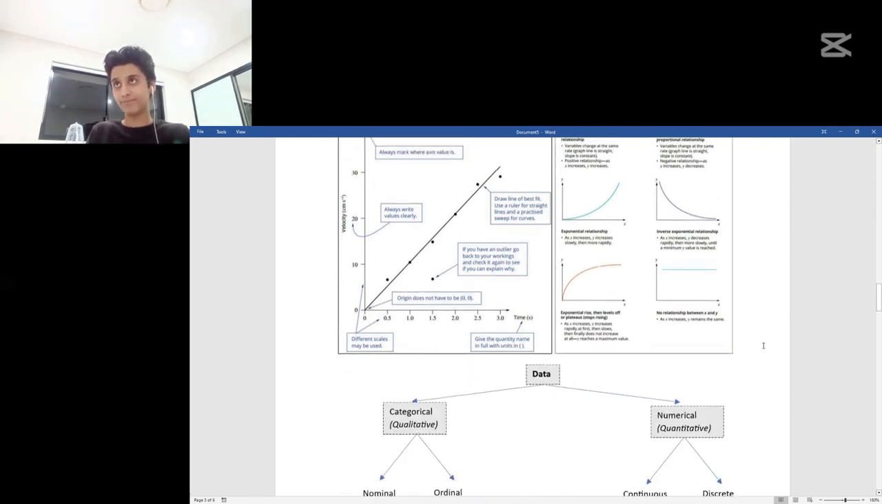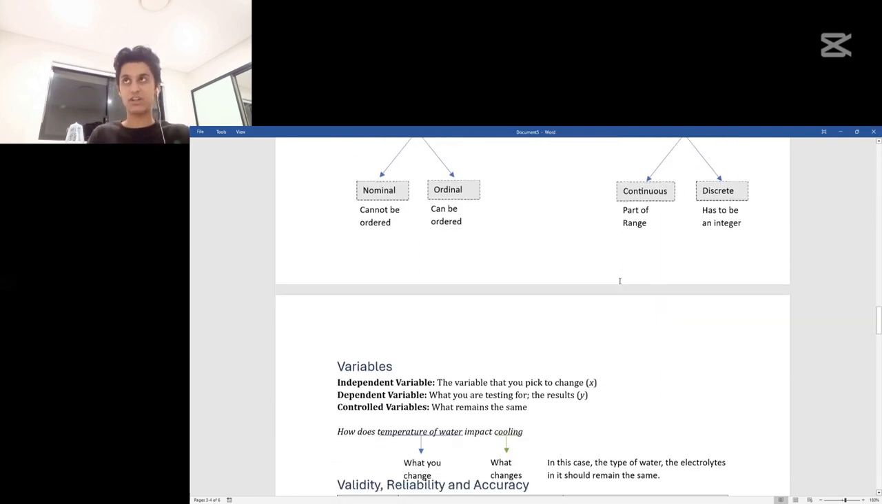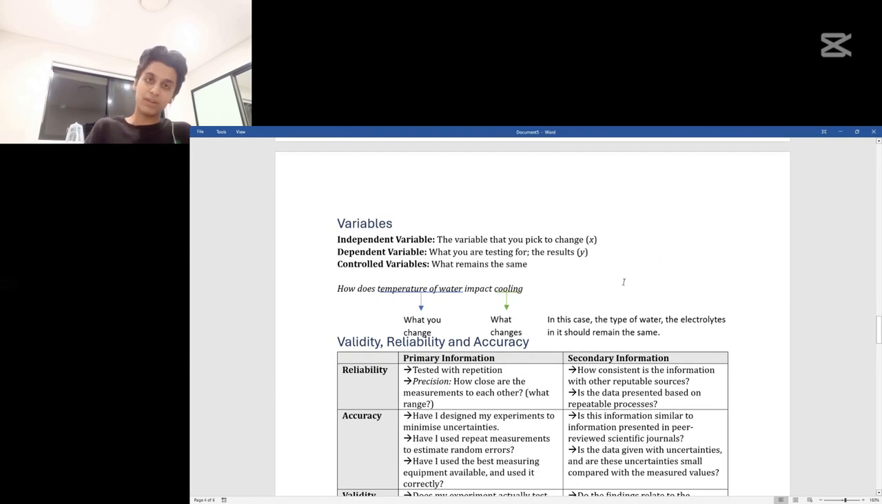There we go. Okay, so we've looked at data: categorical, qualitative, numerical, quantitative, nominal, ordinal. For categorical, which can be ordered. Numerical, you have continuous, where it's part of a range. Discrete, where it has to be an integer. Variables. Let's take a look at variables.